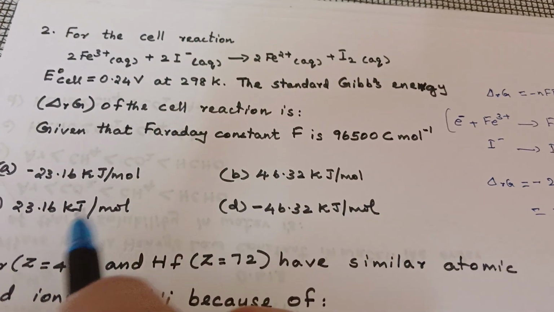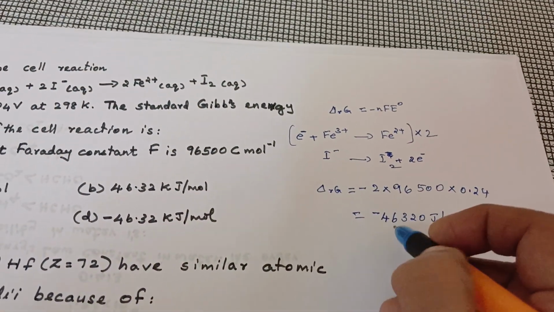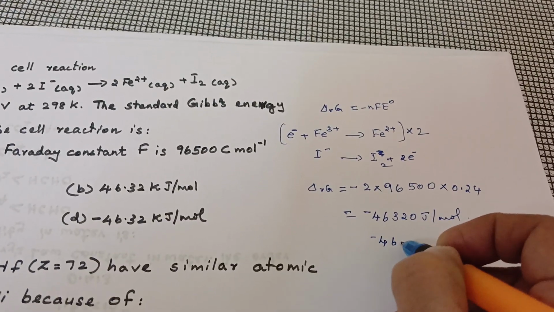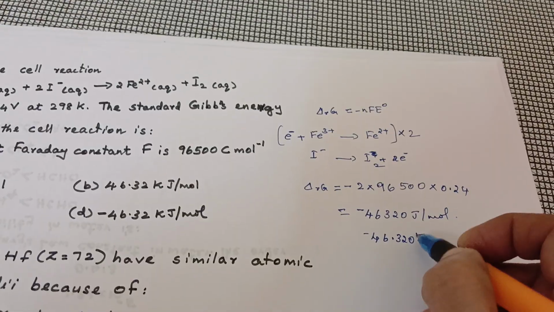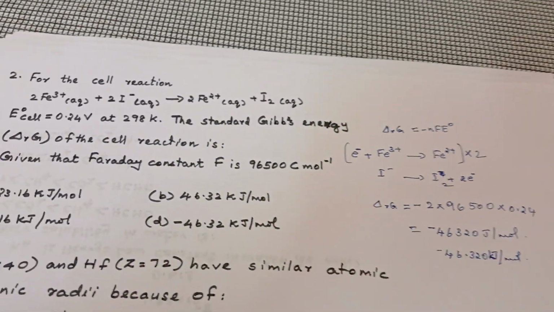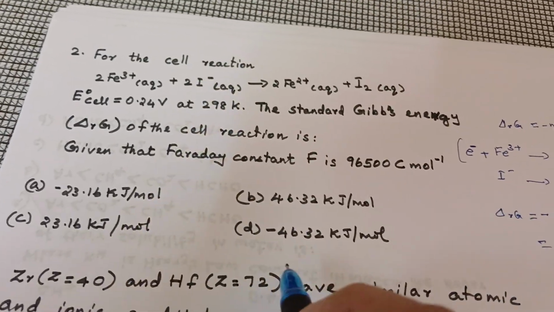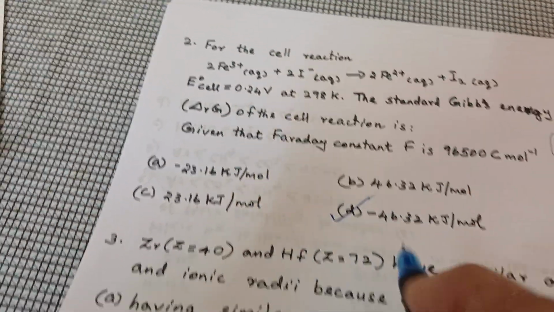The answer is given in kilojoule per mole. So put the decimal here, minus 46.320 kilojoule per mole. So that is option D. D is the correct choice.